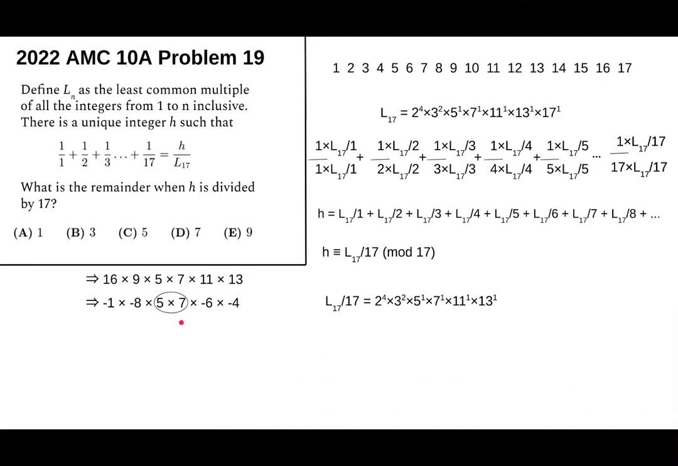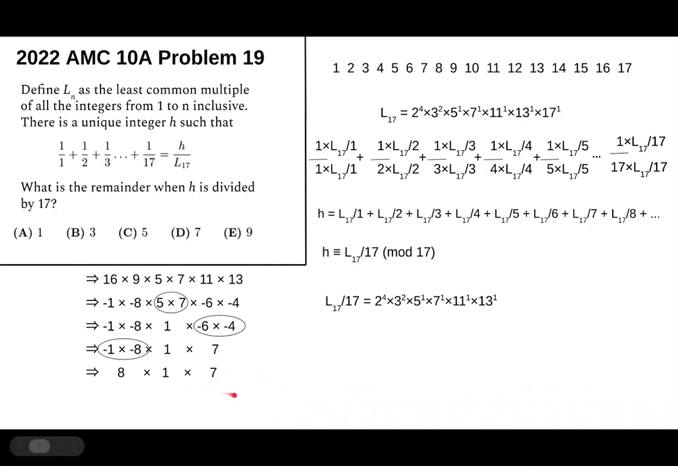So now let's focus on 5 times 7. 5 times 7 is 35, and using our rule, 35 divided by 17 leaves a remainder of 1. So if we want to find the remainder when you divide by 17, we can just replace this 5 times 7 with 1. And now we can focus on negative 6 times negative 4, which is 24. Dividing by 17 leaves a remainder of 7. Negative 1 times negative 8 is 8, and that leaves a remainder of 8 when you divide by 17.